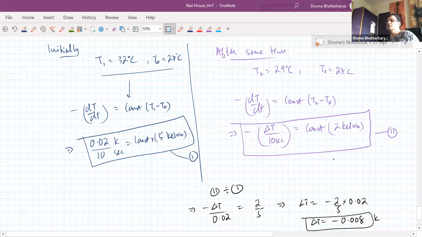So delta T is the change in temperature in the next delta t equal to 10 seconds.